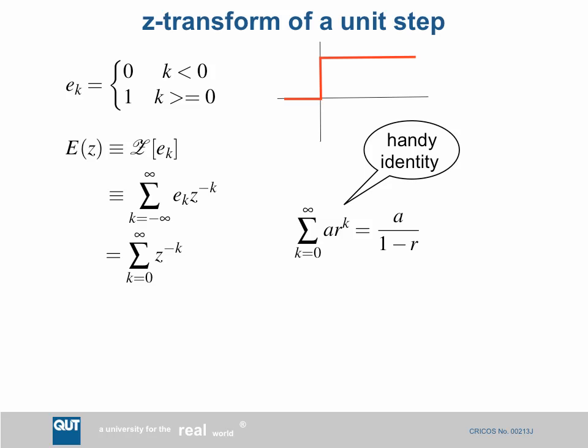So the general expression for a geometric series looks like this. So we can plug those numbers in here. In this particular case, r in our handy identity is equal to z to the minus 1. So we substitute that into the identity. So we have 1 over 1 minus z to the minus 1. Multiply the top and the bottom by z, and we have this result, z over z minus 1. So the Z transform of a unit step is z over z minus 1. And if we go back and look at the Z transform table, you'll see that that's exactly the entry in the Z transform table. So we've been able to derive one of those.